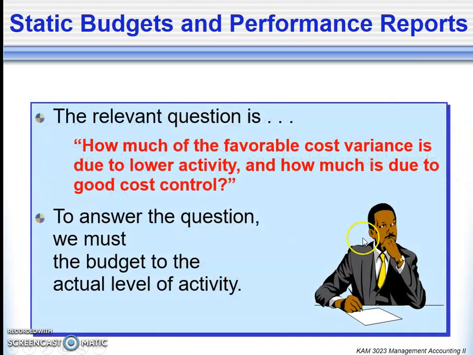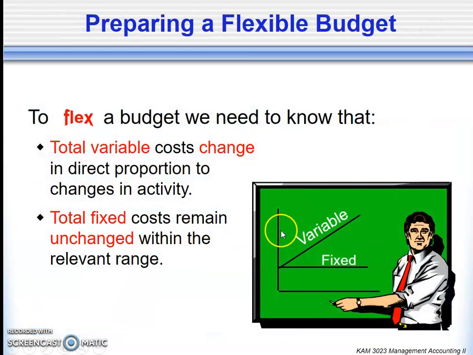So just now, we have already seen that we budgeted 10,000, but the actual operation is 8,000. So we actually cannot really compare it. The relevant question is how much of the favorable cost variance is due to lower activity and how much is due to good cost control. To answer the question, we must flex the budget to the actual level of activity.